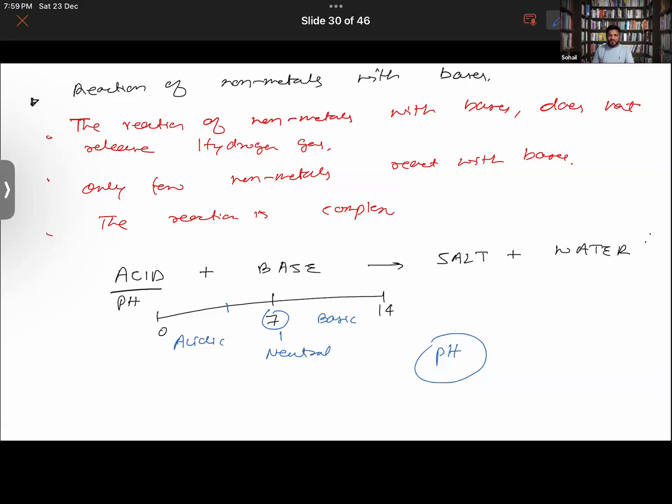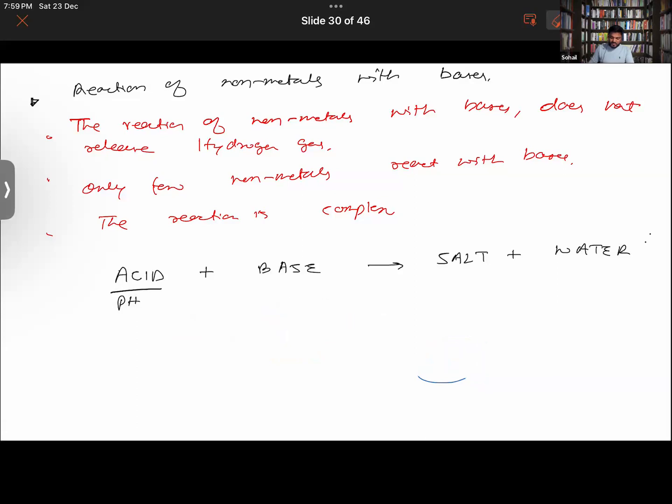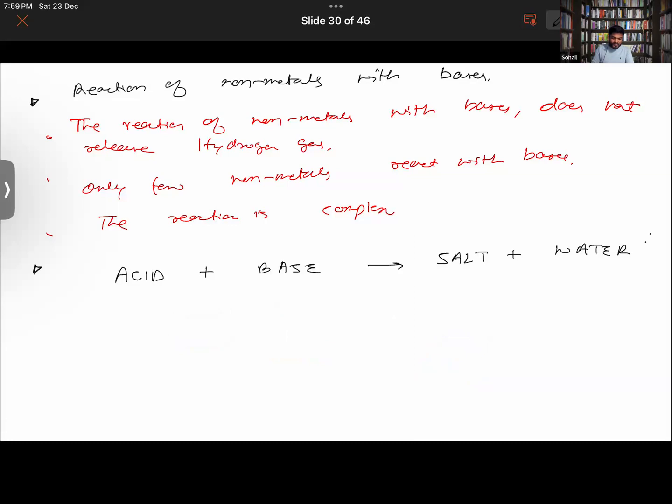Yeah, Moaz, you were saying something? No, sir. Okay, so before I discuss the amphoteric oxide, ये basic फंडा आपको clear होना चाहिए. This should be clear for both of it: that acid plus base gives you salt and water. ठीक है?